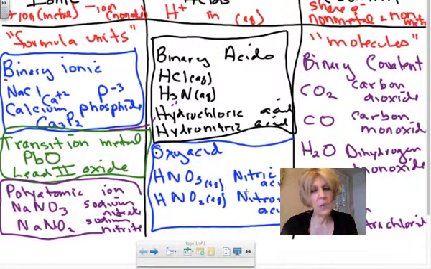Oxyacids never have a hydro. You just have to know the name of the polyatomic ion. If it ends in ate, it's an ic. If it ends in ite, it's an ous.